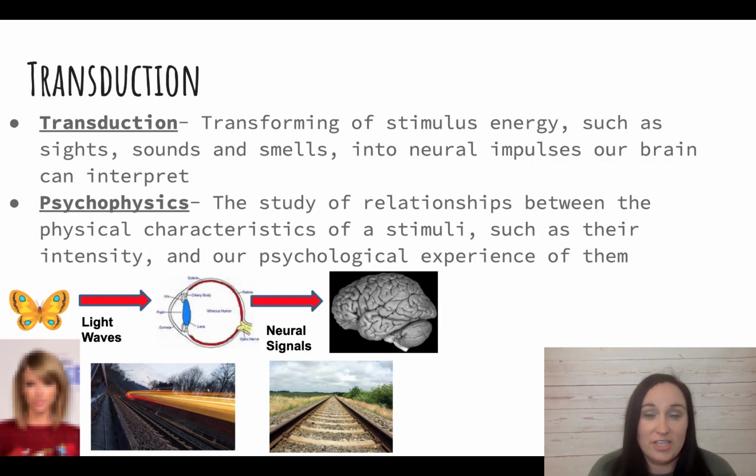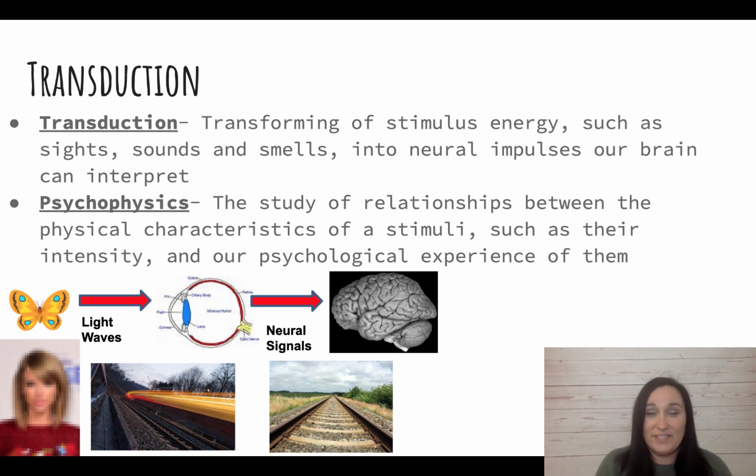Transduction. So transduction is just the process of taking that physical stimulus energy, such as a light wave, and turning it into a neural impulse so that our brain can interpret it. So if you look at the picture of the butterfly, the light waves that are bouncing off the butterfly's wings go through our retina, become a neural impulse, and send that information to the brain. That process is called transduction.